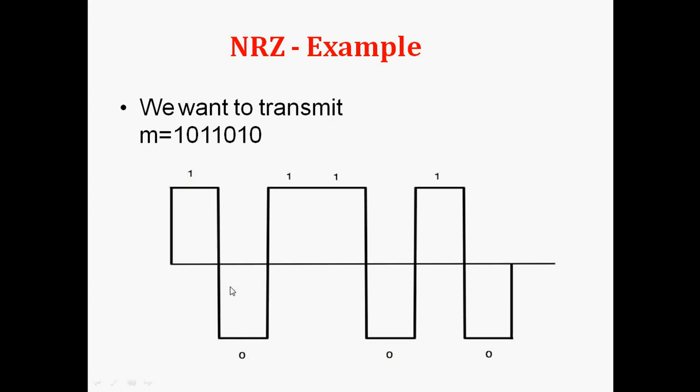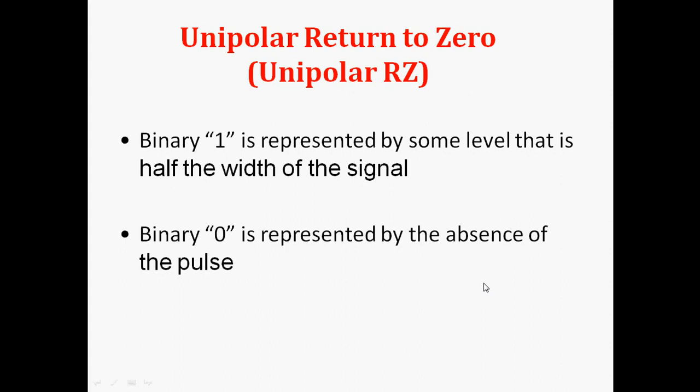So the message signal is 10111010. The next is unipolar return to 0. In this case, binary 1 is represented by some level that is half the width of the signal, and binary 0 is represented by the absence of the pulse.